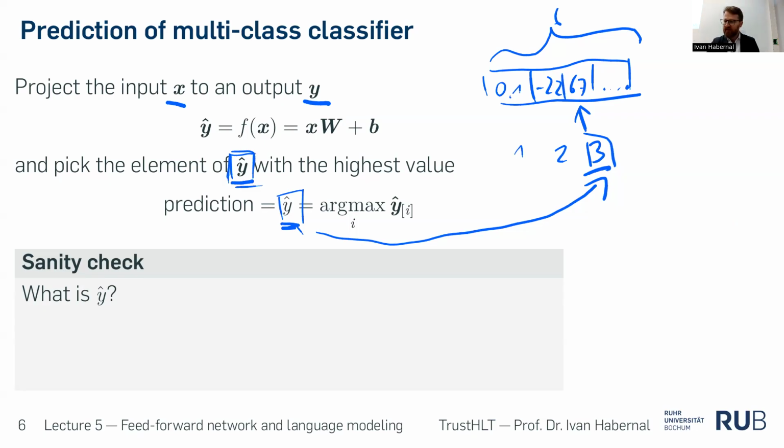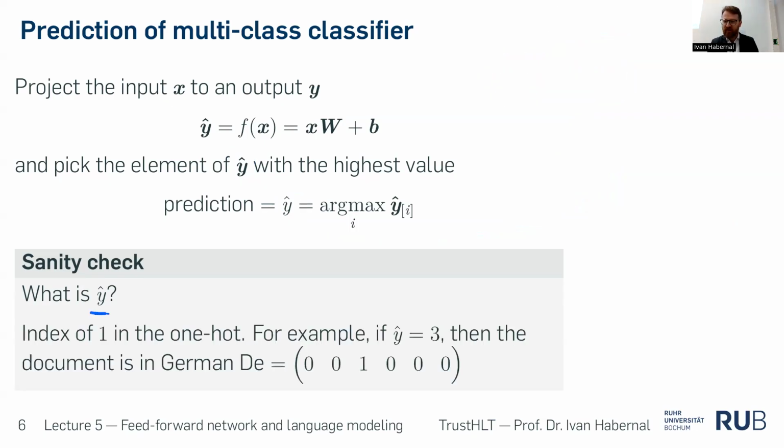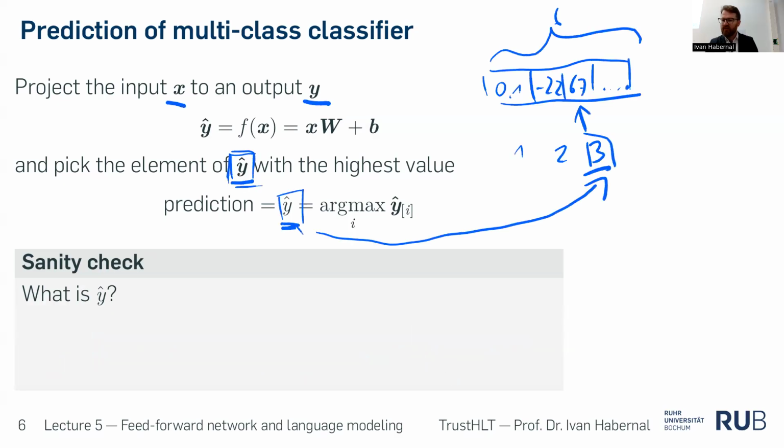As I just said, the index of y hat is the index of the 1 in the 1. Oh, this is not a one-hot. No, we don't have a one-hot. Sorry, forget it, because we have just real numbers here. So this would be the example I just mentioned. Anyway, now we have a function which maps our high-dimensional inputs to some 6 categories.